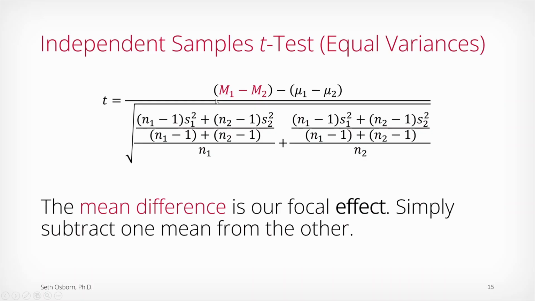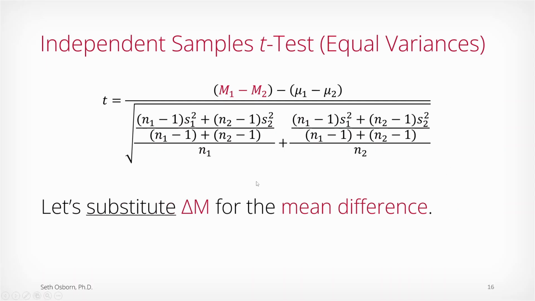The mean difference, so literally the difference, the first mean minus the second, the difference between those two means, that's our focal effect. That's the relationship that we're trying to understand. So simply subtract one from the other. Let's go ahead and do some substitution. This is actually a little atypical, but I sometimes like to use something like this. So delta is kind of like a capital Greek D, but looks like a triangle, and it is a triangle. And when you say delta M or delta anything, that means change in this thing. So we could use delta M to say the mean difference, the change from mean 1 to mean 2.